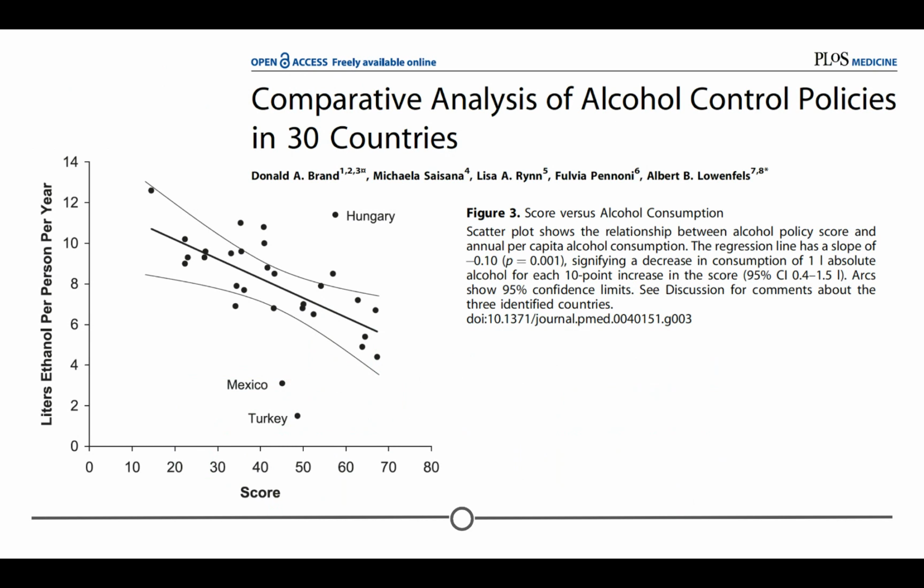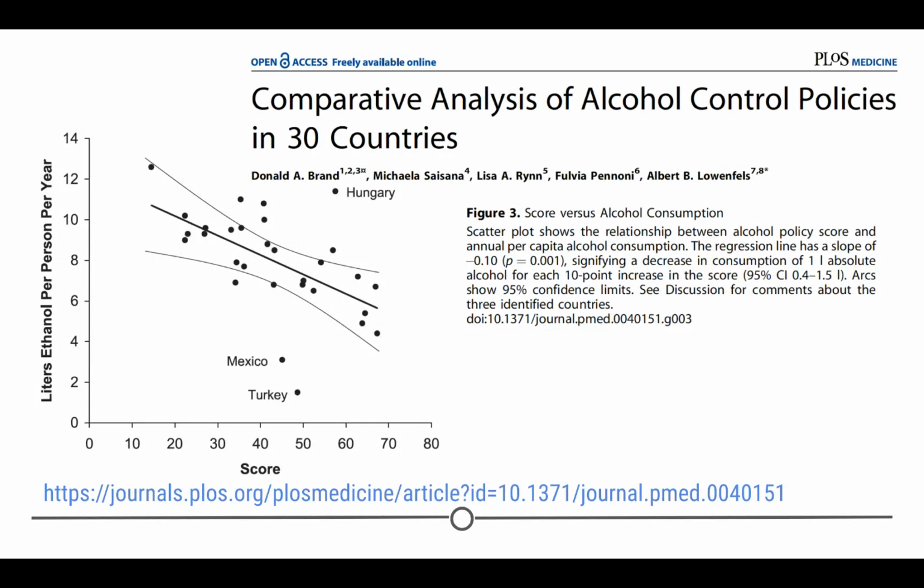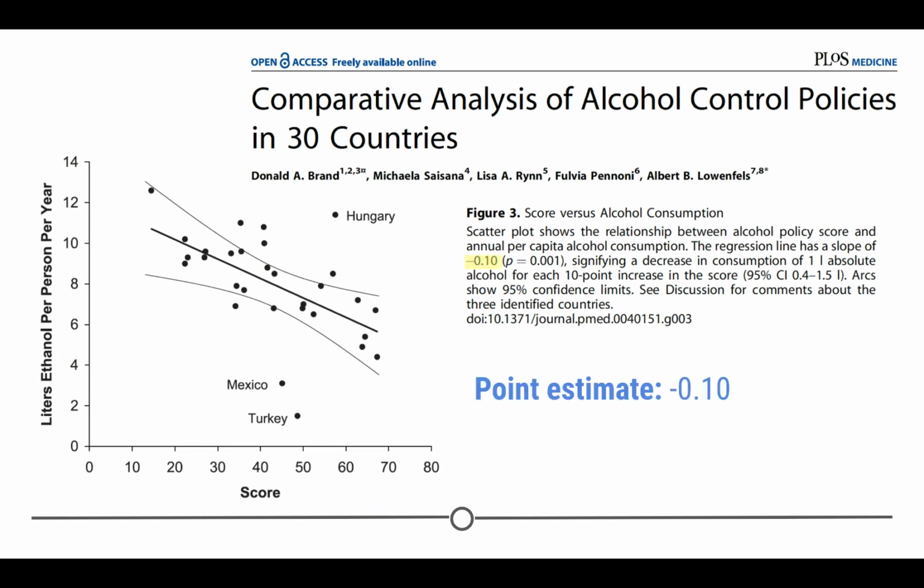Okay, so coming to a real example, here researchers are interested in assessing the relationship between alcohol control policies and alcohol consumption. You can find this article in PLOS Medicine by following this link here. So here they want to know if there's a relationship between this alcohol policy score that they've come up with and an annual per capita alcohol consumption. So as that score goes up, what is the relationship with the amount of alcohol that's consumed per person per year in each country? And so they calculate a point estimate here. So they state that the point estimate is negative 0.1.